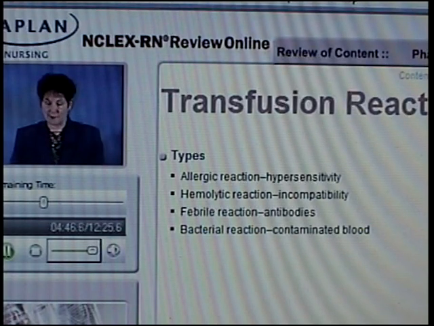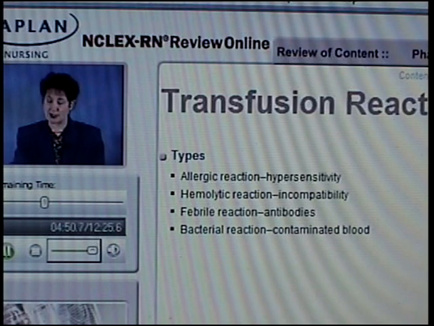The first type of reaction is an allergic reaction, and this is due to a hypersensitivity to the blood. What you'll see with this is urticaria, pruritus, they may have a fever, and they may actually go into anaphylactic shock. What you'll do for this type of reaction is give them supportive care. You'll give them Benadryl, which is an antihistamine. You'll give them oxygen.